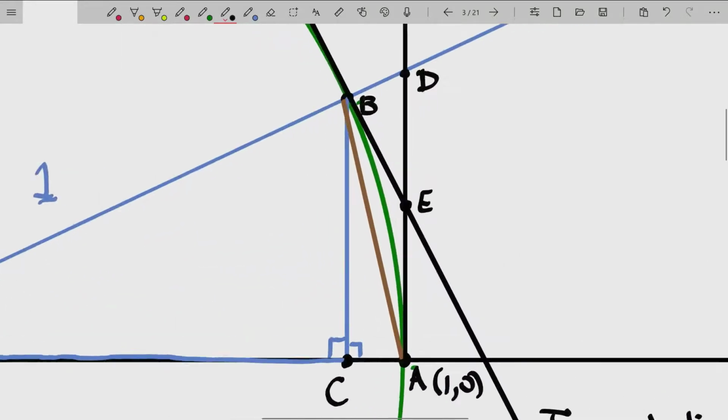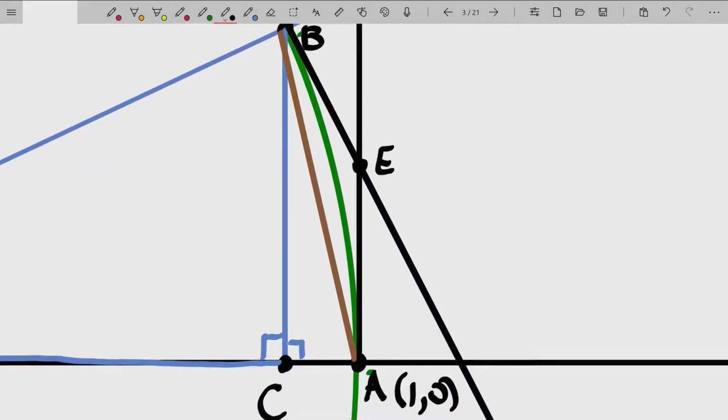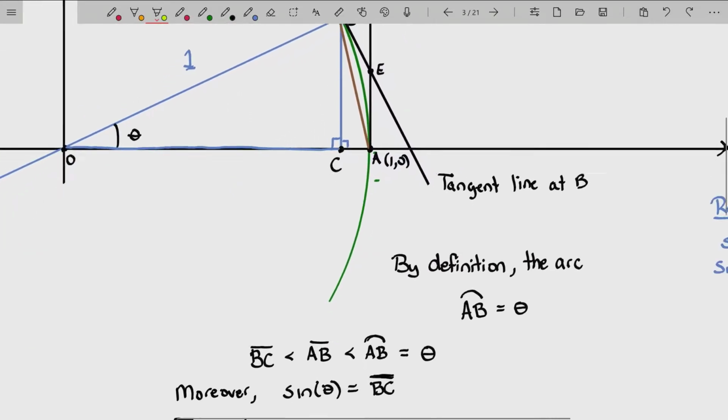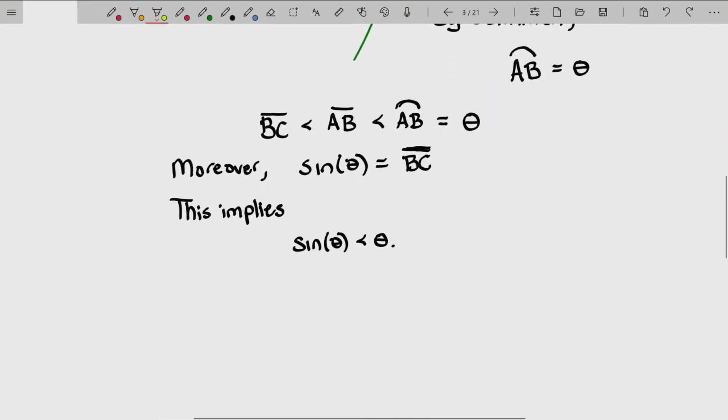So therefore, the length of the arc from A to B here is going to be less than the length of the line from A to E plus the length of the line from E to B. Again, the length of the arc is less than the length of those two black lines, I guess you could call them. And so I'll write that down below here, give myself some room.